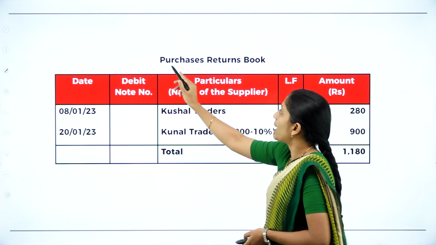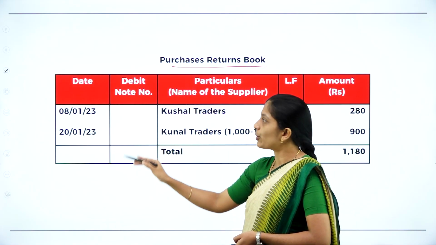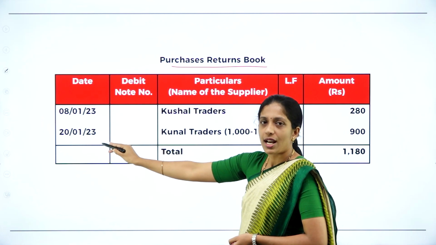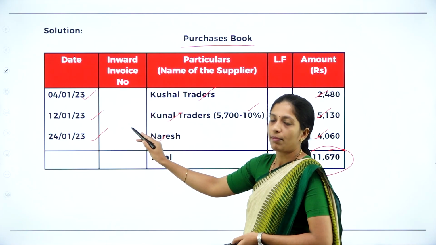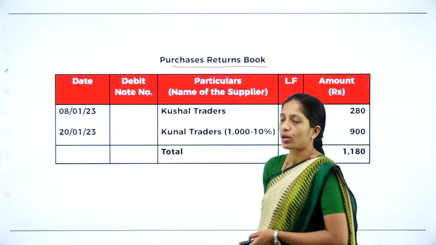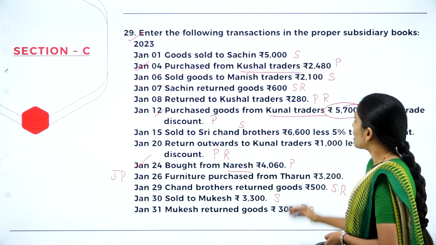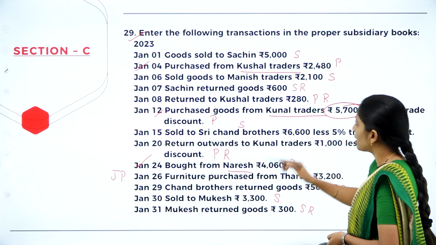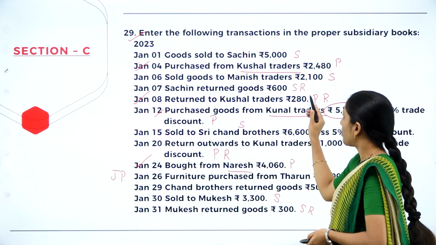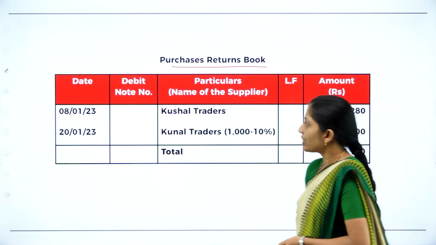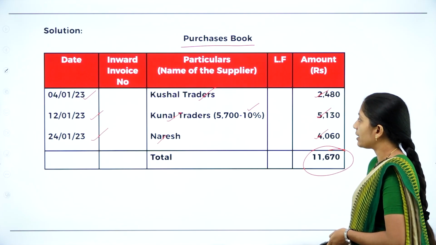Now coming to the next one, purchase returns book. Your format is the same as your purchases book, only this column changes. So date, here debit note number. In your purchases book, it was inward invoice number, and in purchase return, it is debit note number, name of the supplier, ledger folio and amount. Now let us see what are the transactions to be recorded under purchase return. It is January 8th, return to Kushal Traders, and the amount is 280. So you will write January 8th, name of the supplier is Kushal Traders, and the amount is 280.